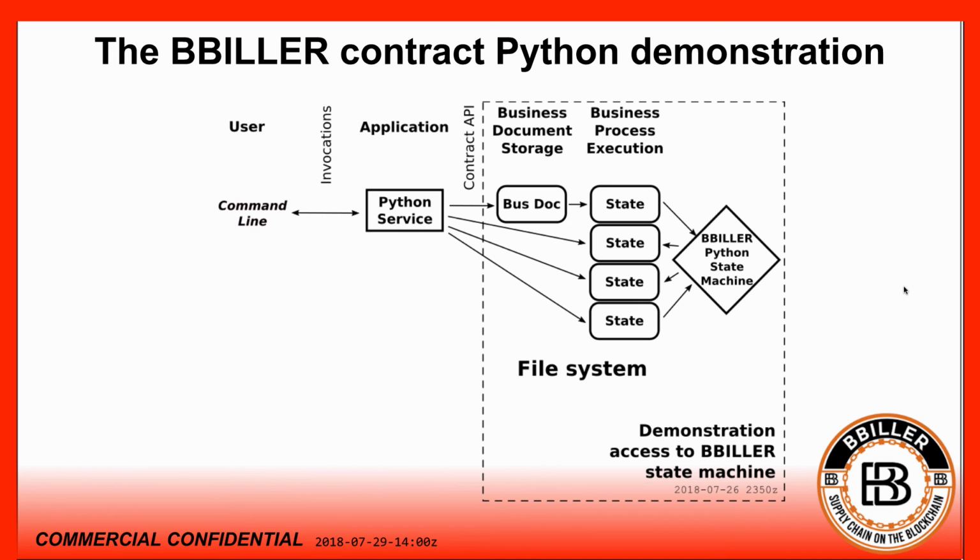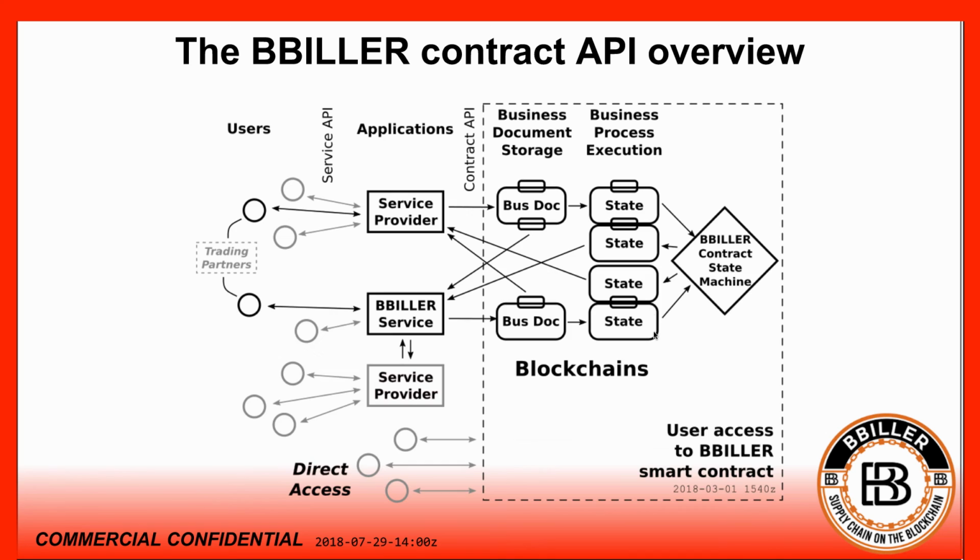And so what we have seen in this demonstration is that I have used the command line to invoke services written in Python that go through the BBILLER Contract API to a file system implementation of the BBILLER state machine written in Python. The business document supplied to the Contract API has been encrypted and stored in its own location, and each of the state changes has been stored as a separate file in the file system. This mimics the separate states in a blockchain.